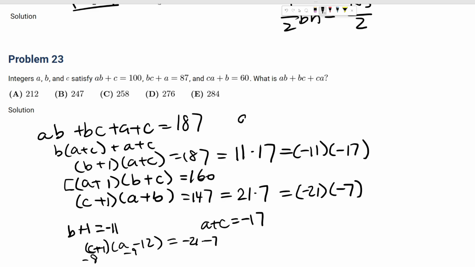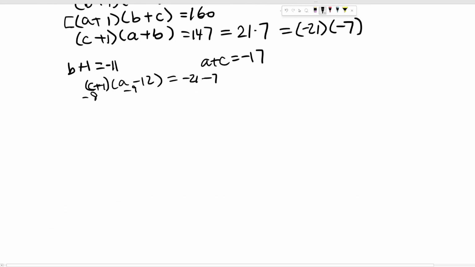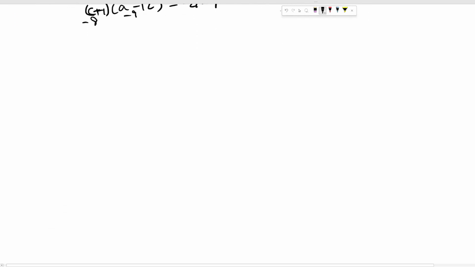So that means our final answer is A equals negative 9, B equals negative 12, C equals negative 8. And if we find AB plus BC plus CA, it's going to equal D, 276. I think it does at least. I remember it does.